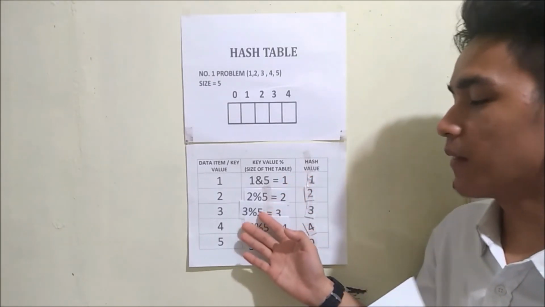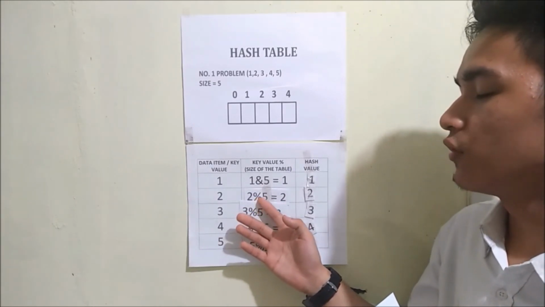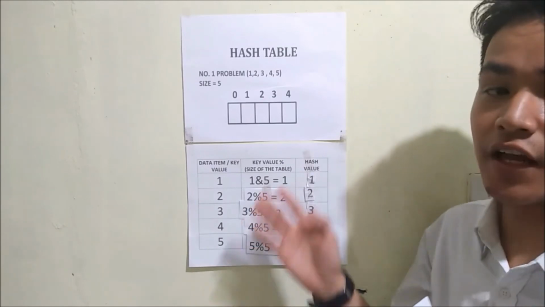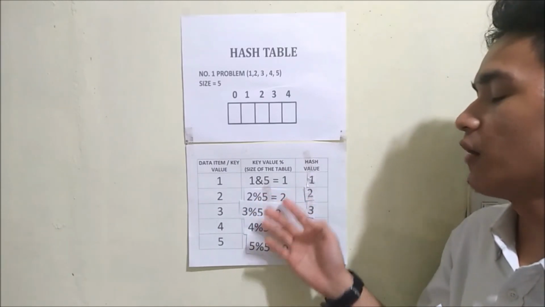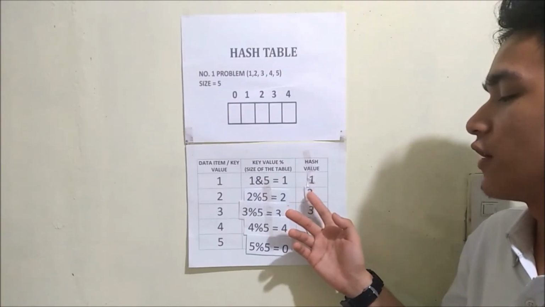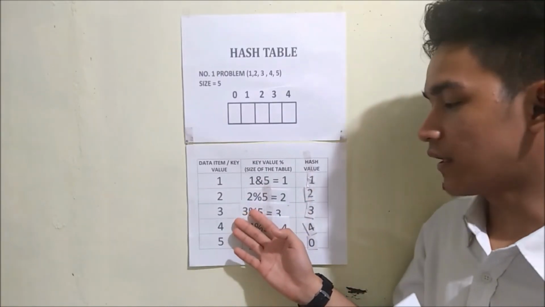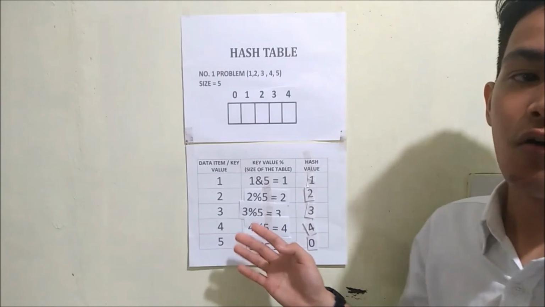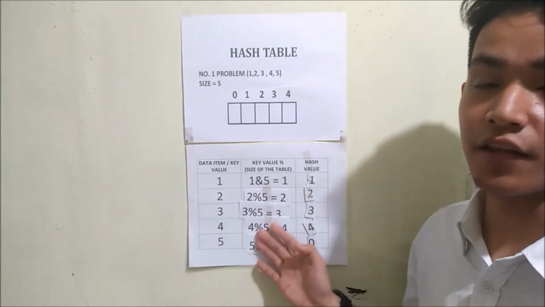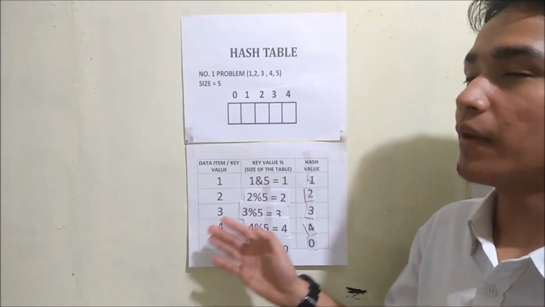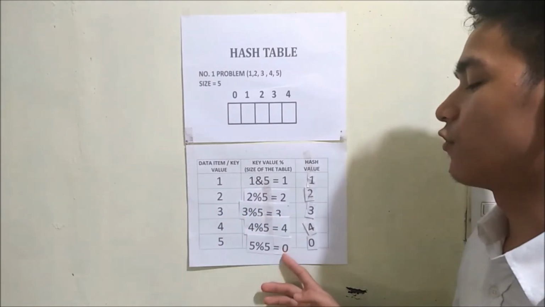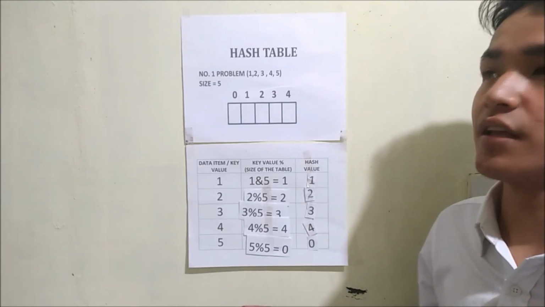So, next up naman is yung 2 modulus 5 equals to 2. So, ang magiging sagot dito is 2. So, yung hash value niya is 2. So, sa 3 and 4, ganoon din po. While sa 5 naman, 5 divided by 5 is equal to 1. So, ang remainder niya is 0. So, ang magiging hash value niya is 0.